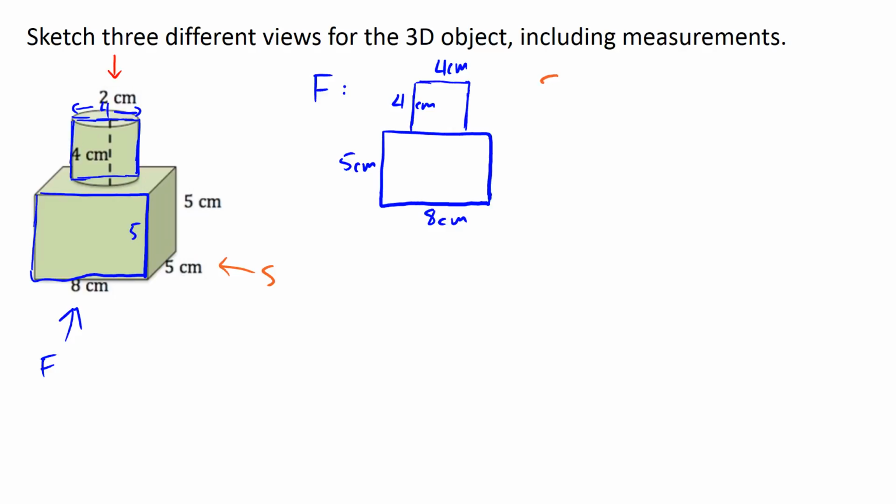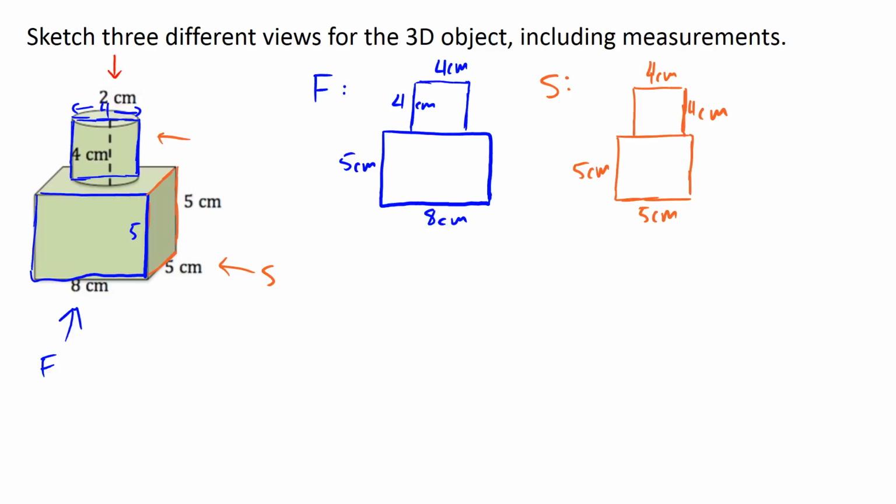When we do the side view, it's going to look similar. The major difference is that along the bottom of the starting rectangle, it's also 5 centimeters. So this is actually going to be a square base, 5 by 5. And then on top, again, we have our 4 centimeter square that is now viewing the cylinder from the side. 4 centimeters along the top and 4 centimeters on the side.